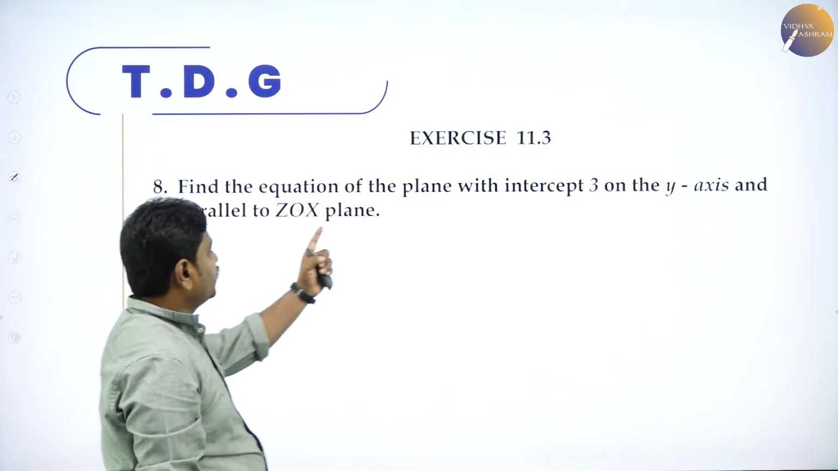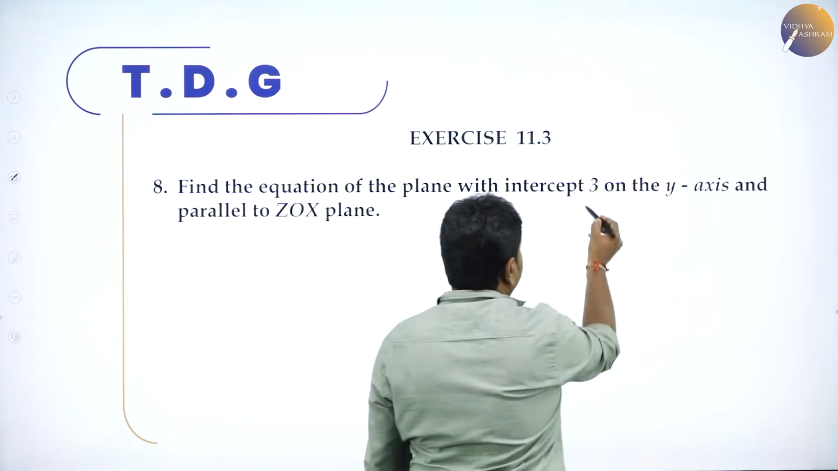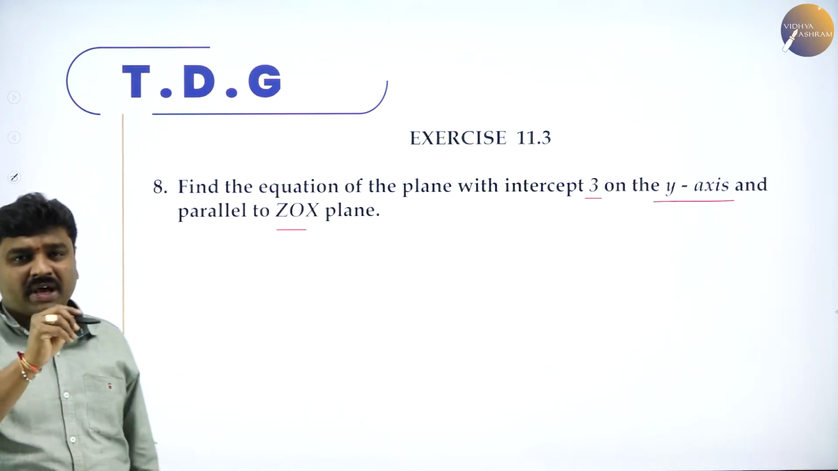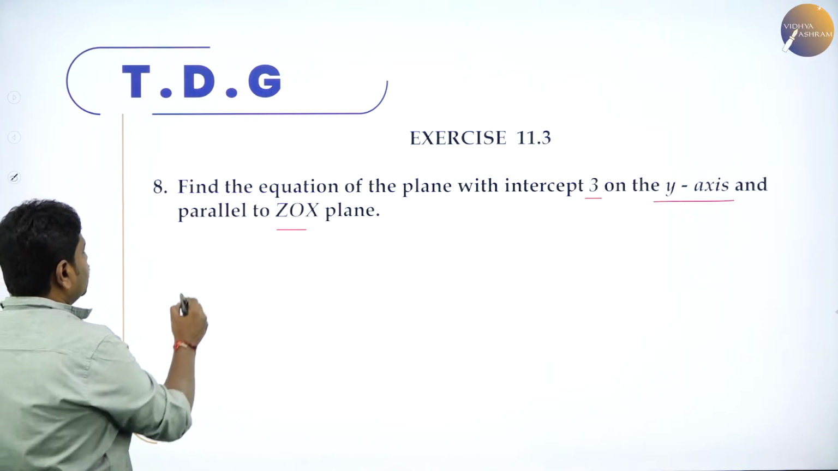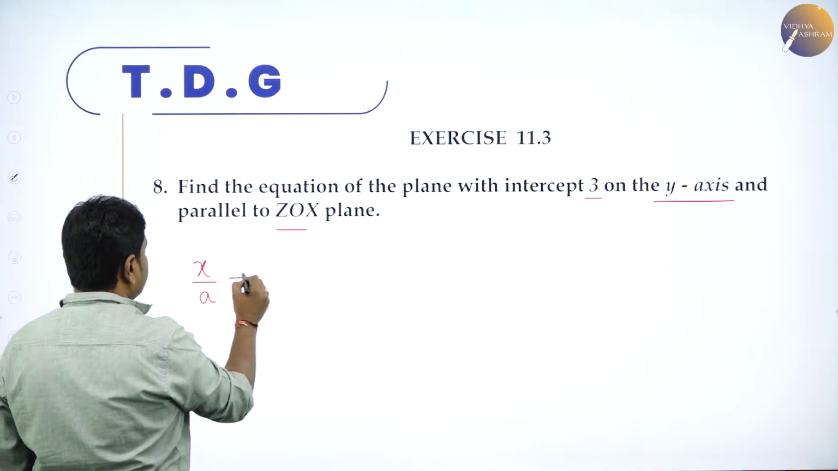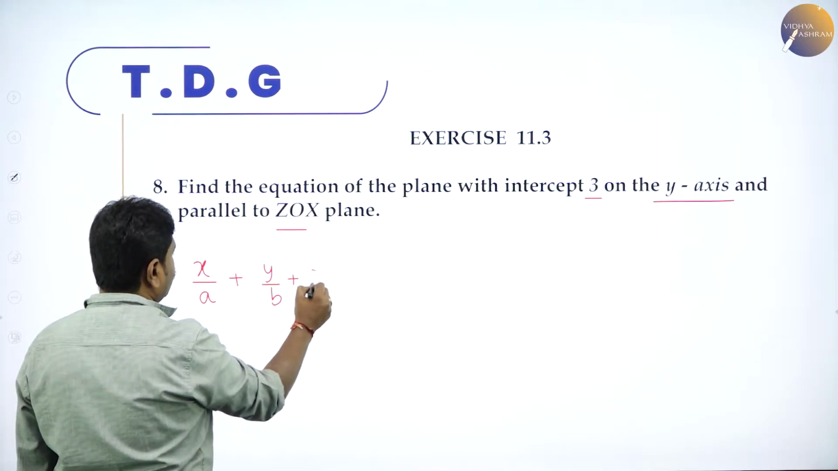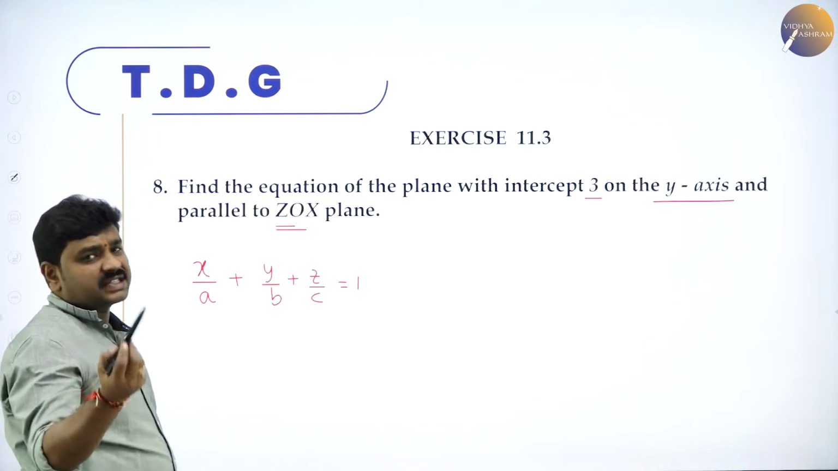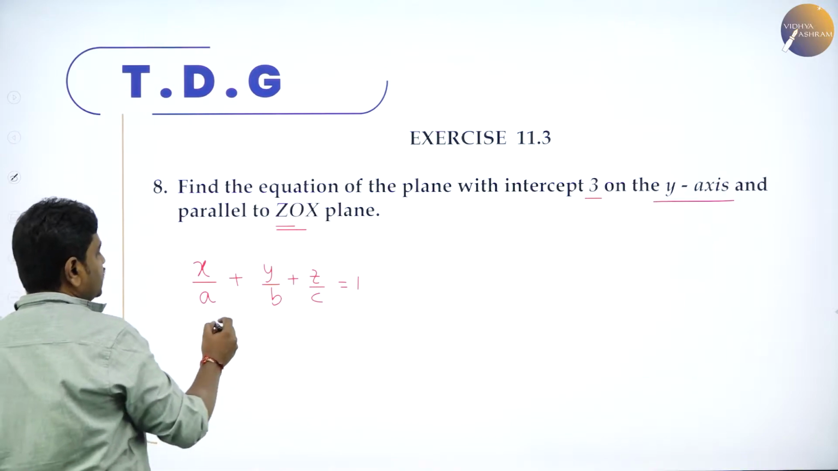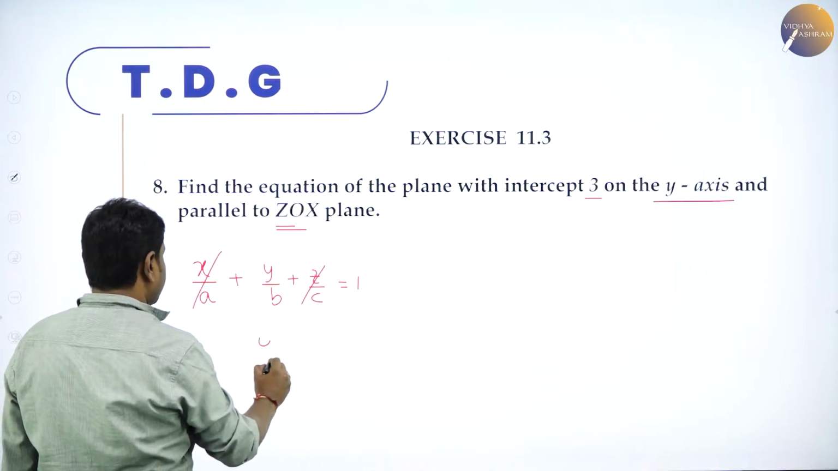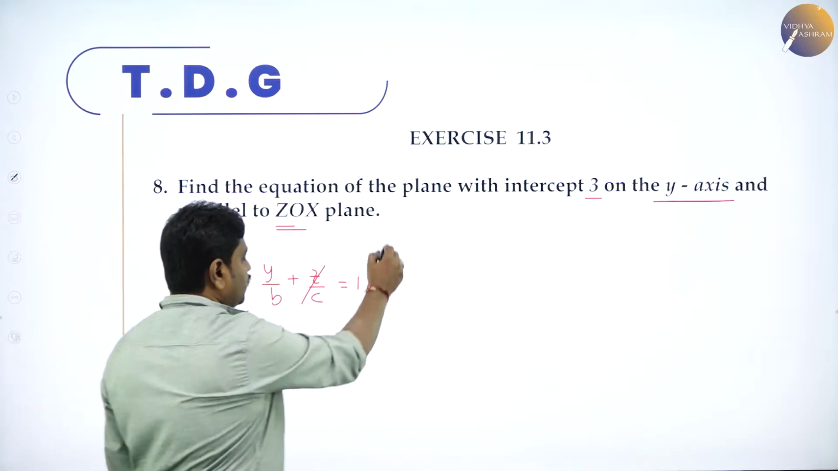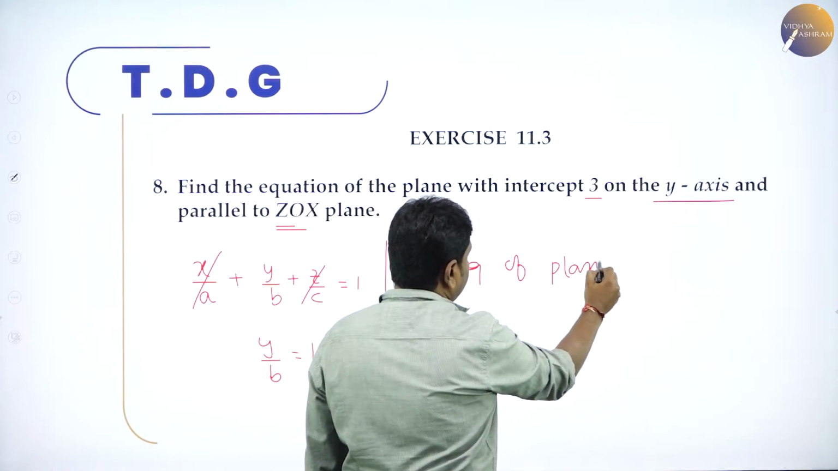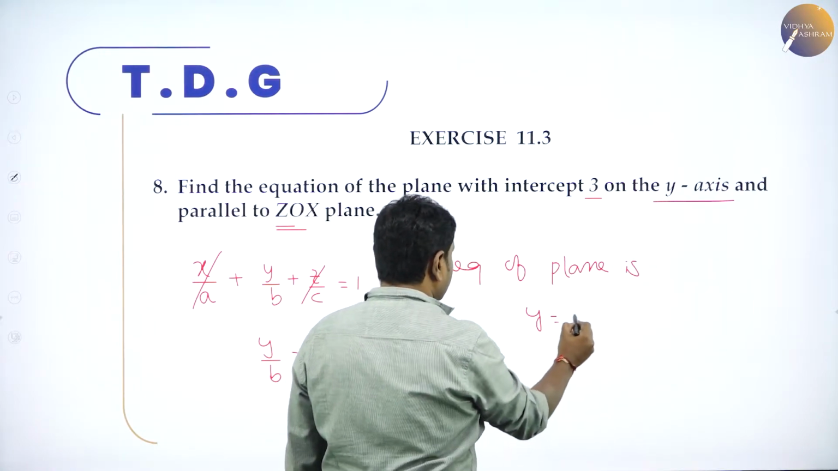Next question. Find the equation of the plane with intercept 3 on y axis and parallel to ZOX plane. So it is parallel to what? ZOX plane. So first I'll write intercept form of plane. What is intercept form of plane? x by a plus y by b plus z by c equal to 1. Dear students, it is parallel to ZOX plane means xz plane. So remove x and z. Then the equation of plane will be y by b equal to 1, or we say directly the required equation of plane is y is equal to b.